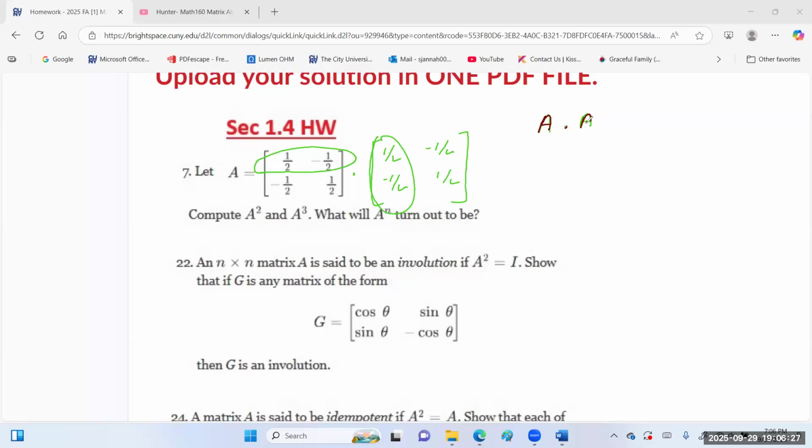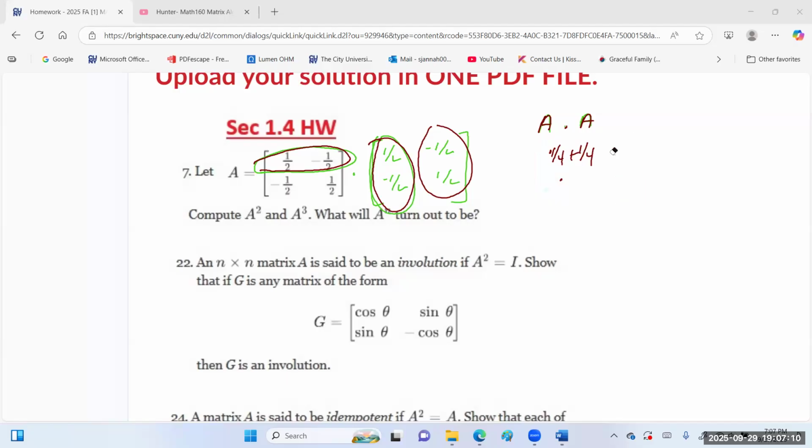So A times A. And you take first row on the left and then each column on the right. So you get 4 elements. Quarter for each element. Let's see. 1/2 times 1/2 is 1/4. Minus 1/2 times -1/2 is positive 1/4. Right? -1/2 times -1/2 is 1/4. So 1/4 plus 1/4 is 2/4. 2/4 is 1/2. Not quarter.